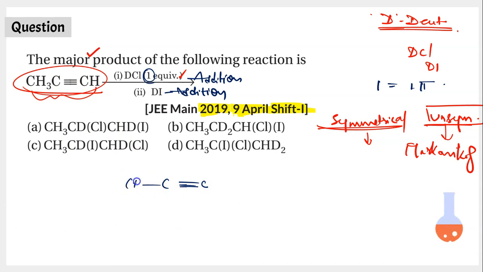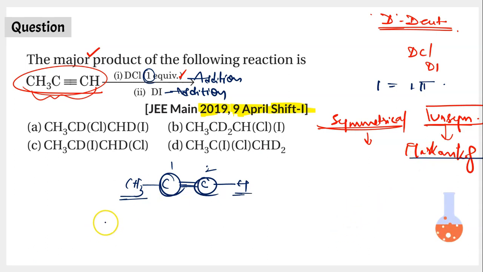On one side, the carbon has got CH3, but the second carbon involved in this bond has got hydrogen. So you are having carbon 1 and carbon 2 involved in a triple bond. Carbon 1 के पास कुछ और group है, carbon 2 के पास कुछ और group है. So this is an asymmetrical hydrocarbon, and hence you should follow Markovnikov's rule.